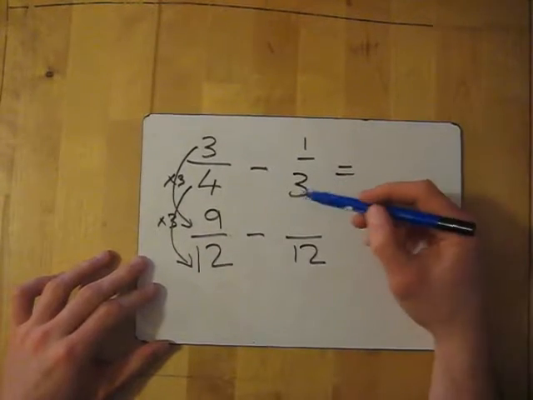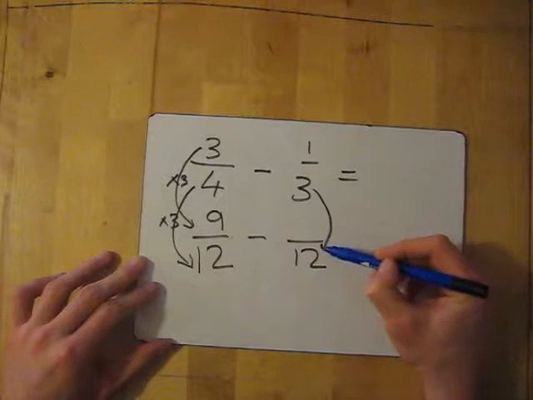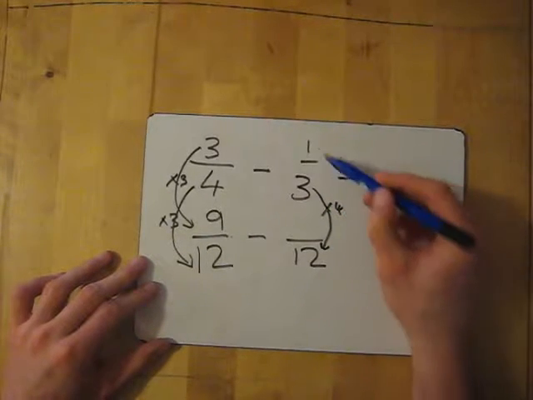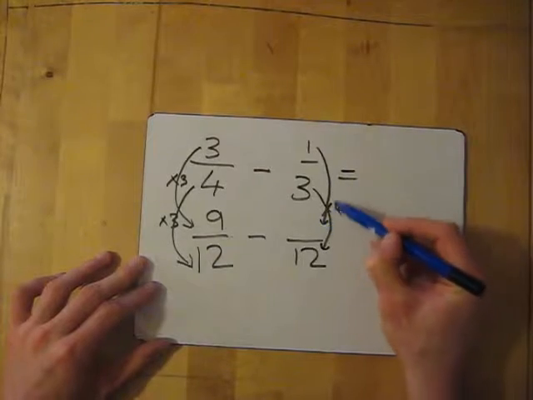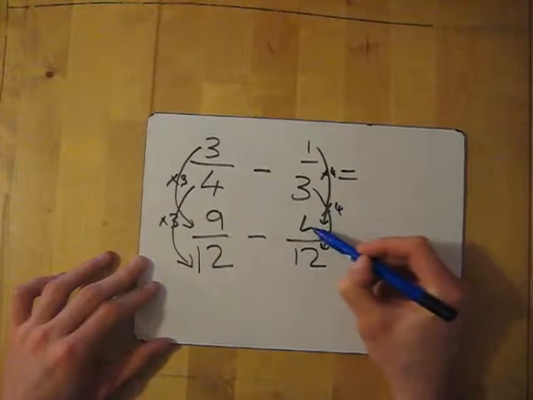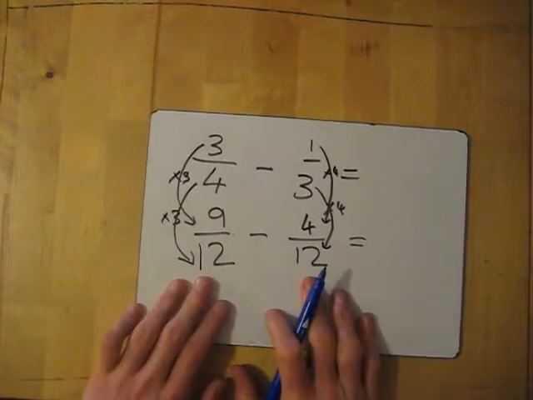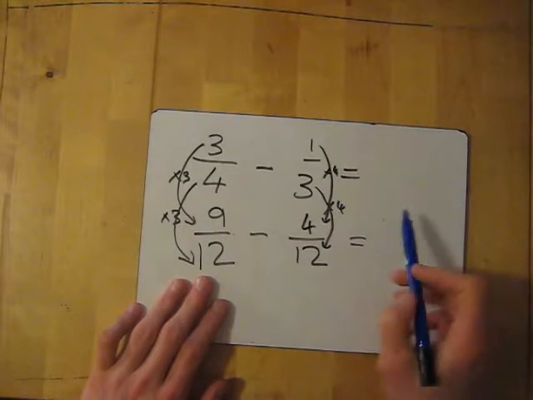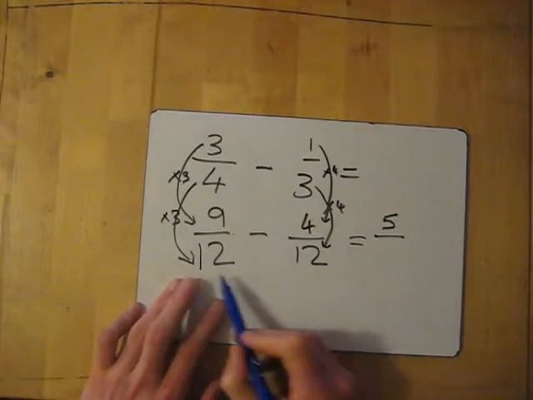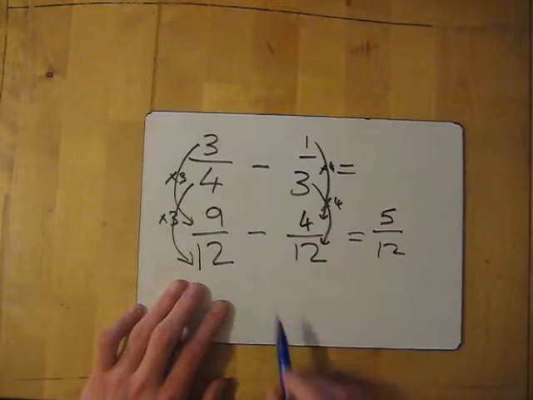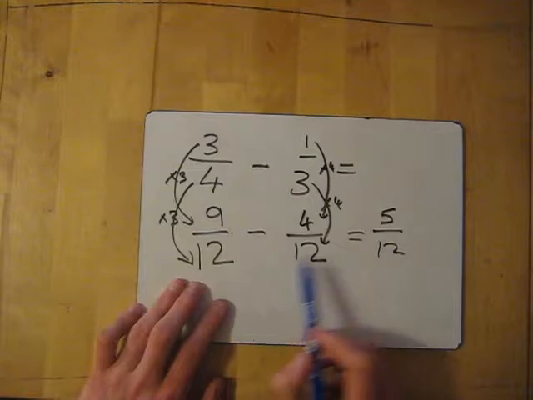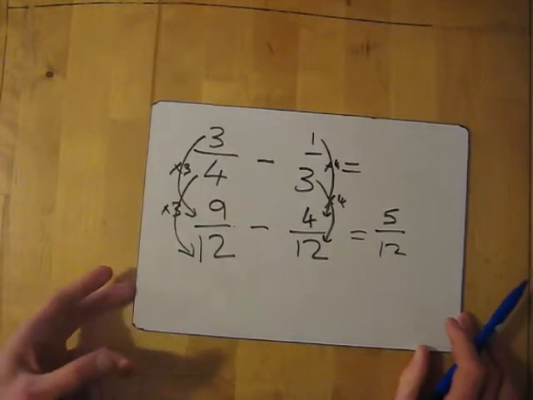Now what do we do to 3 to get to 12? We times it by 4. So we have to times the top by 4, which gives us 4. And now we've got an easy subtraction, which has the same denominators. So all we do is subtract the top two numbers, which is 5, and then keep the bottom number the same. So 3/4 take away 1/3 equals 5/12.